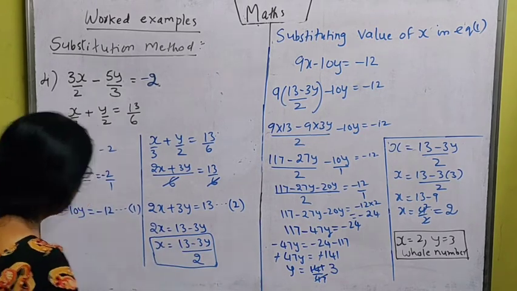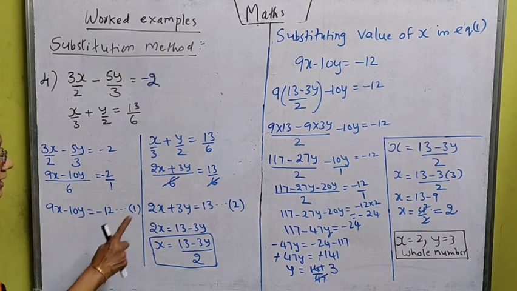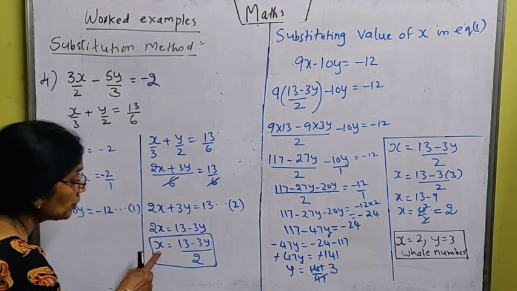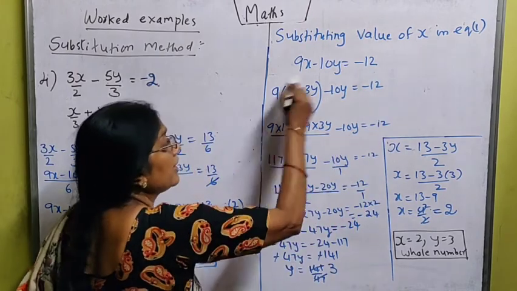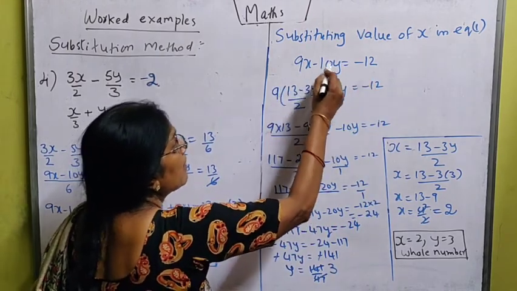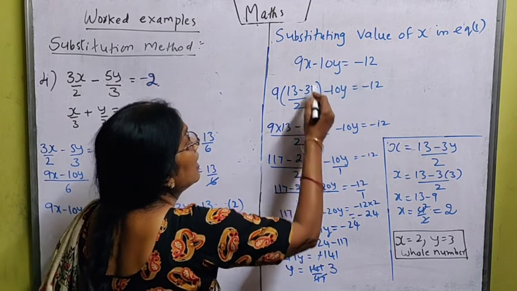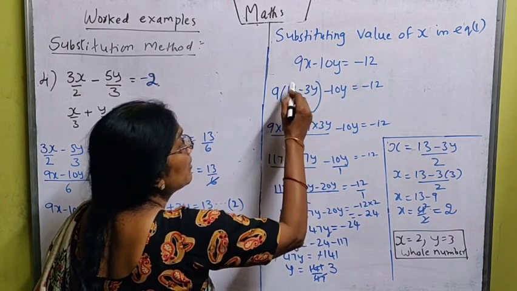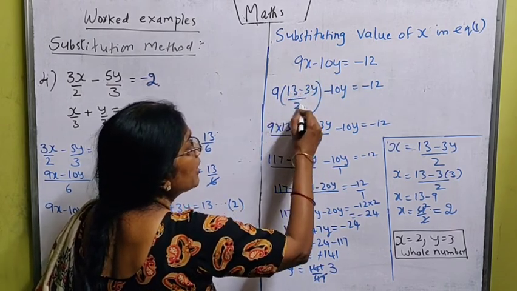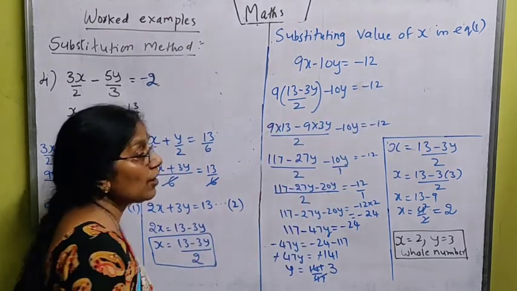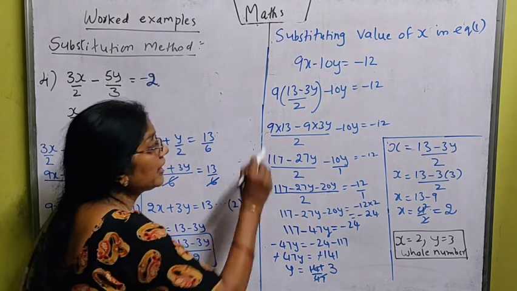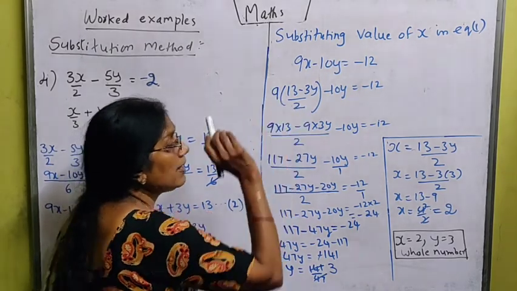Now, which equation is left out? Equation number 1. In equation number 1, we are going to substitute the value of x. So, substituting value of x in equation number 1. We write down equation number 1: 9x minus 10y is equal to minus 12. In place of x, I am going to keep 13 minus 3y by 2, minus 10y is equal to minus 12. 2 and 9 cannot be cancelled, because in 2 table 9 is not there.